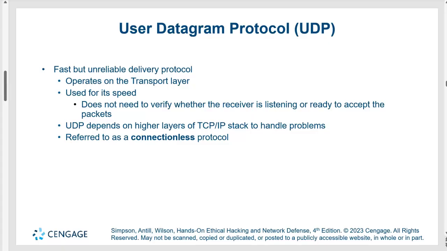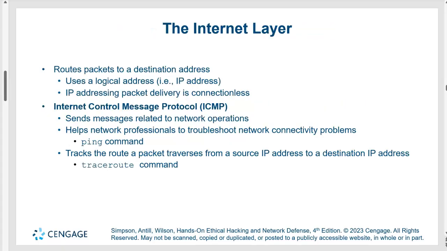UDP is fast but unreliable. Again, that is Netflix, Prime. When you're watching this video, it's a connectionless protocol. It just gets there as best it can, and that's all it needs. If there's a few bits missing from the image or my voice or the video, doesn't matter. The important part is that it gets there fairly quickly, or very quickly.